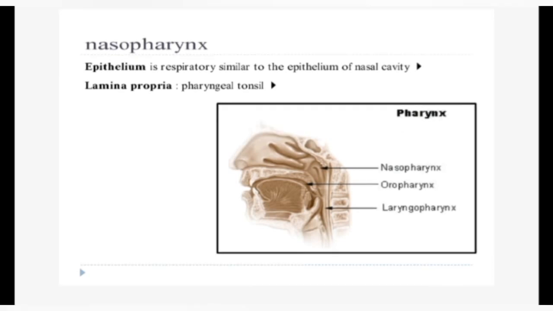Lamina propria is rich in elastic tissue and contains a large number of simple branched tubulo-alveolar glands. Mostly these glands are of mixed variety, but in the area covered by the stratified squamous epithelium, some pure mucous glands are also present. Lymphatic tissue is scattered in the lamina propria throughout the nasopharynx. In the posterior wall, the lymphatic nodules are aggregated to form the pharyngeal tonsil.